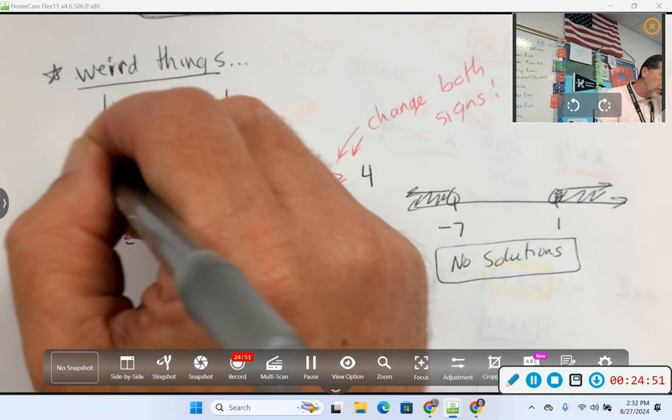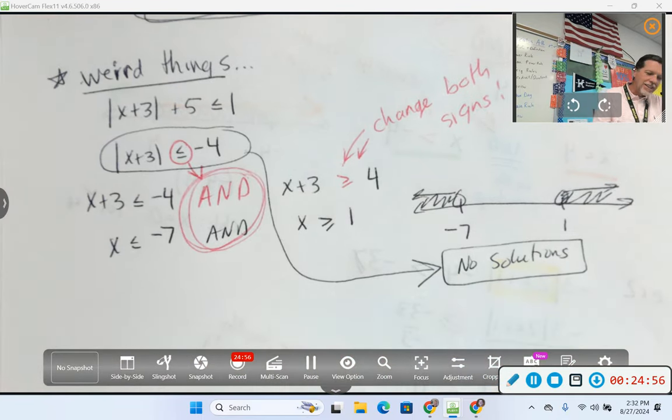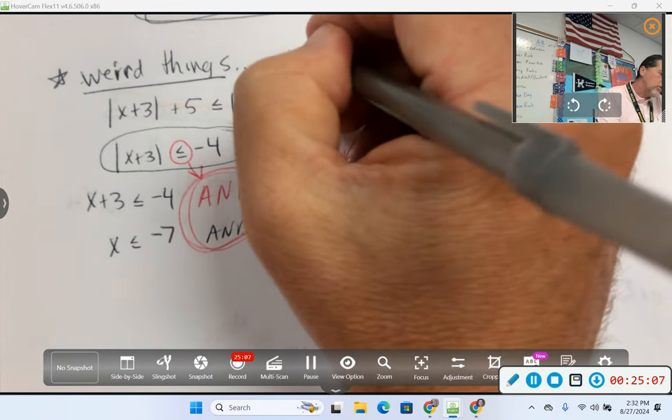So this is another one of those where if we were really paying attention, we might have caught it right there and said, hold on, that's not going to work. But, again, usually people aren't paying that close of attention. They're too focused on getting the process right, and eventually you figure out that it's no solutions.